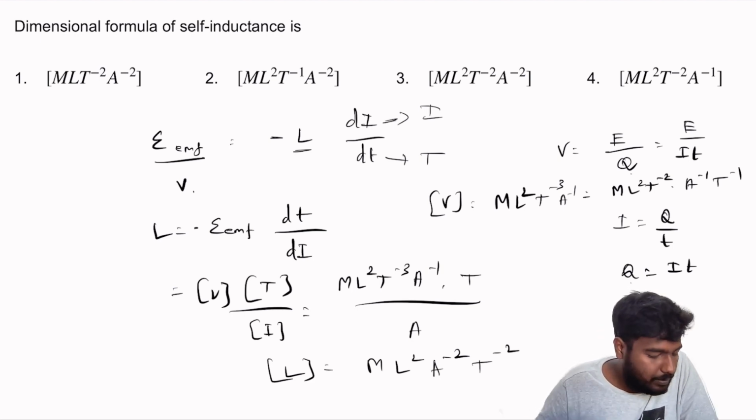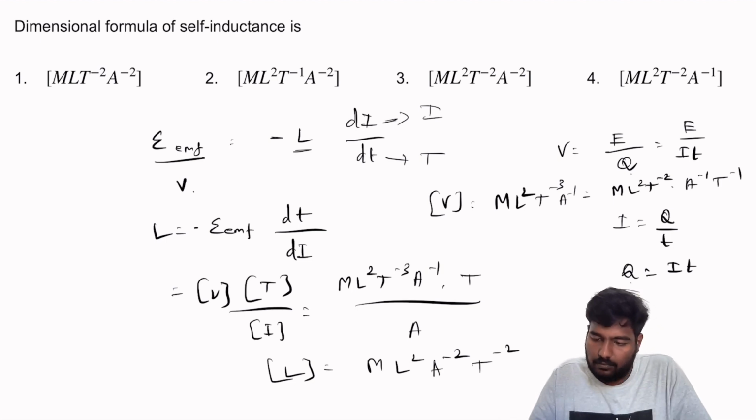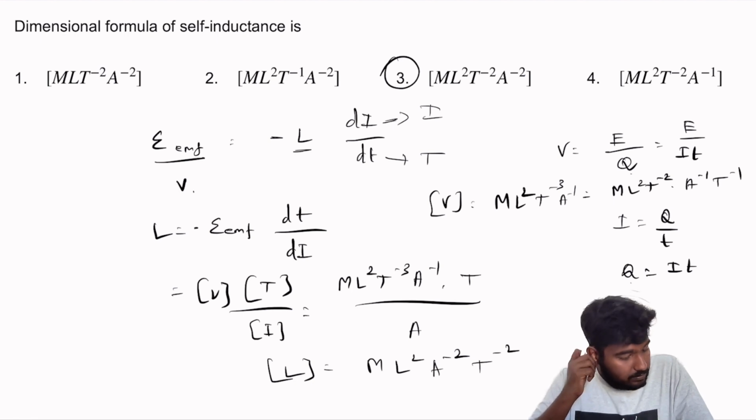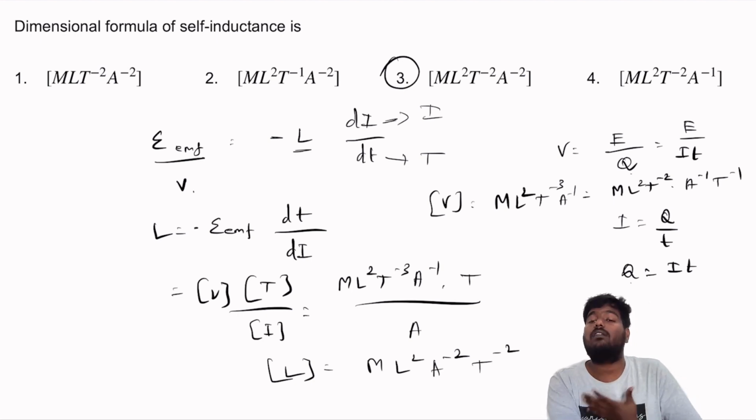ML square A power minus 2 T power minus 2. Do we have something like that? I think option 3 is the right answer. Yes, now you have an idea how to find the dimensional formula for any quantity involved in a formula.